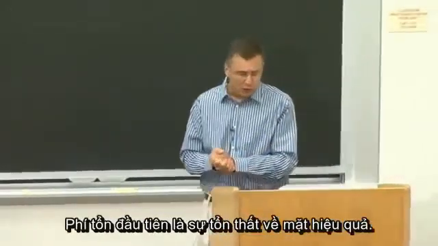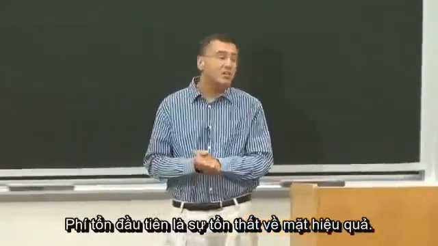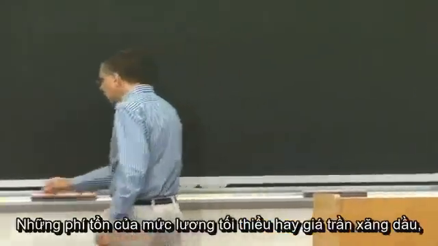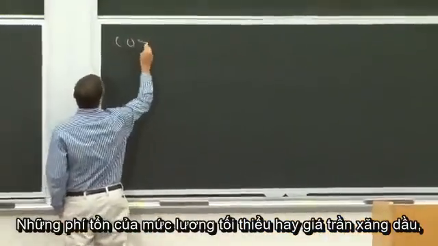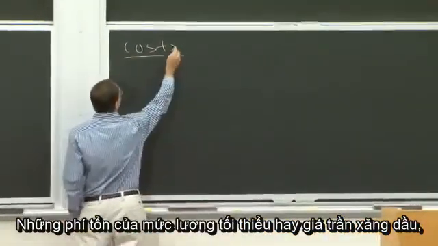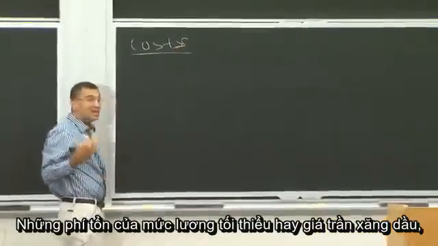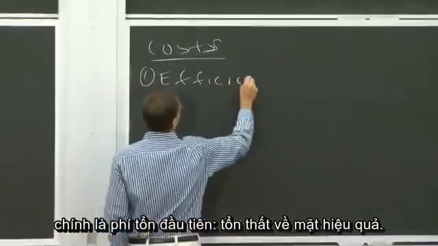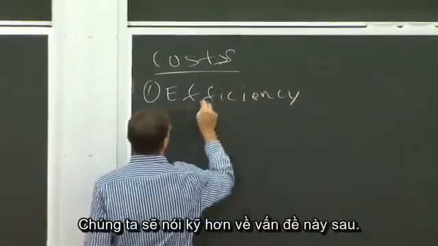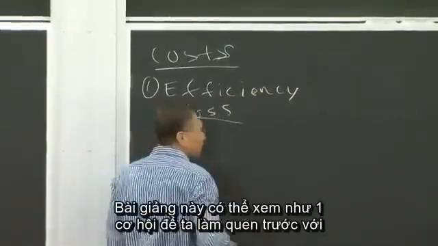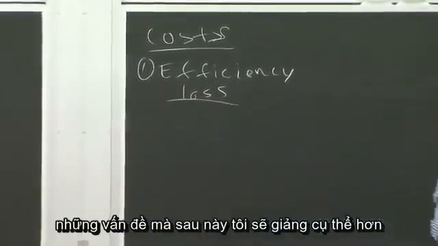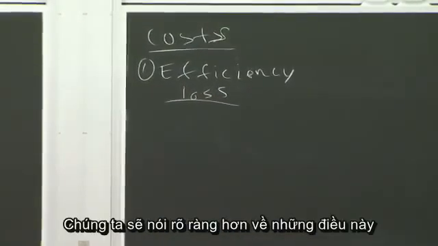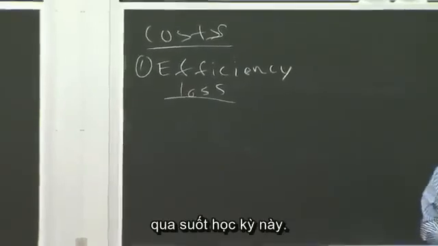Okay? The first cost is the efficiency loss. So the costs of things like the minimum wage and gas price ceilings: the first cost is the efficiency loss. And we are going to be much more precise. This lecture is sort of a chance to be loosey-goosey about things that I'll then make much more precise throughout the semester.